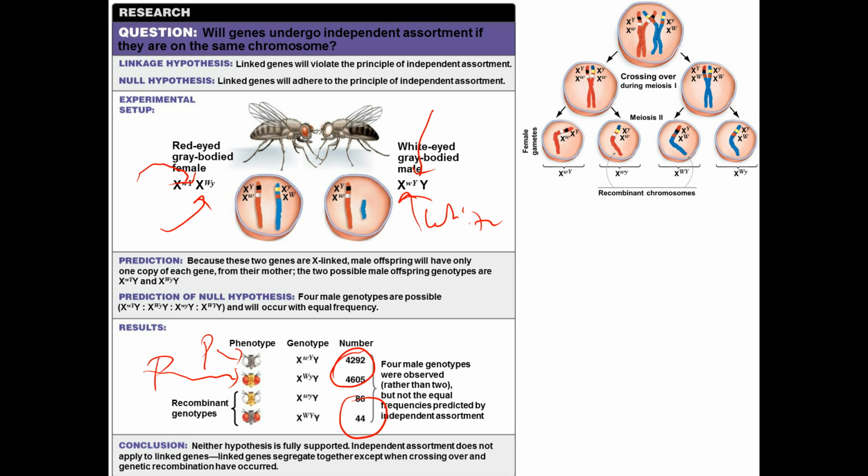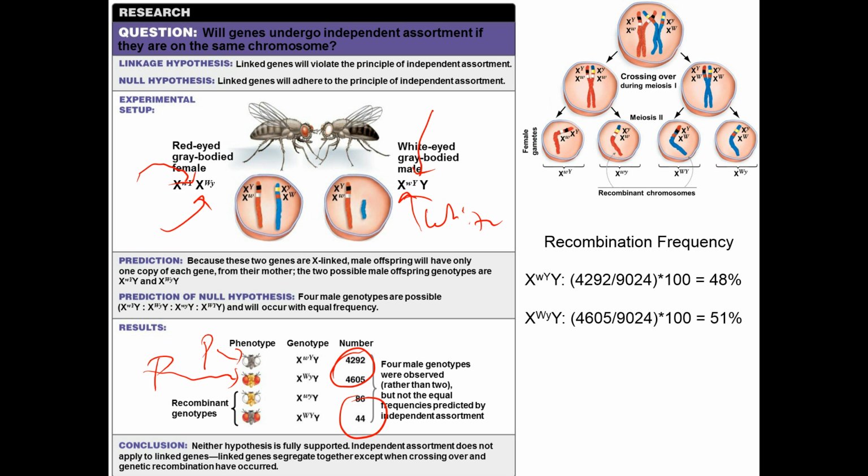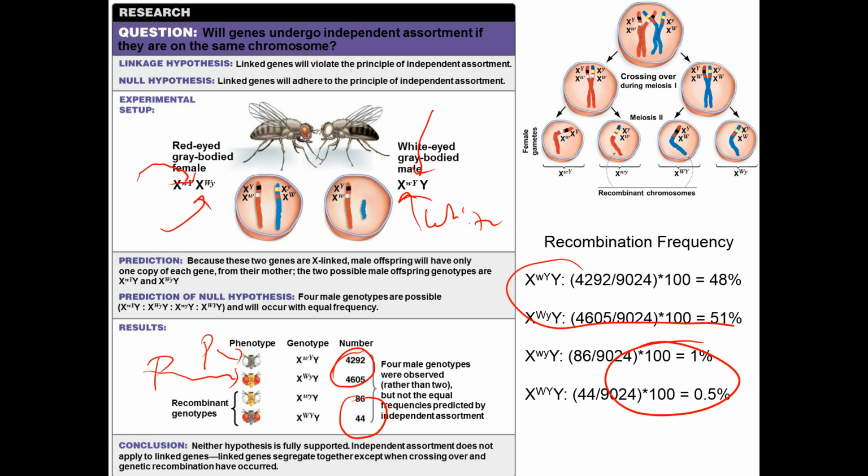Linked genes do get inherited together unless crossing over takes place and you have recombination of new genes. Looking at the recombination frequency, you're looking at around 1.5 for your recombinants. That's really small. For our parentals, there's a high level. So these genes tend to be inherited together.